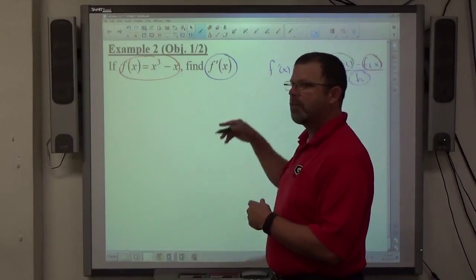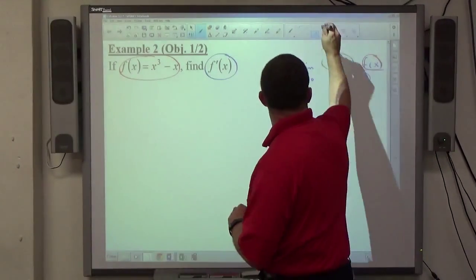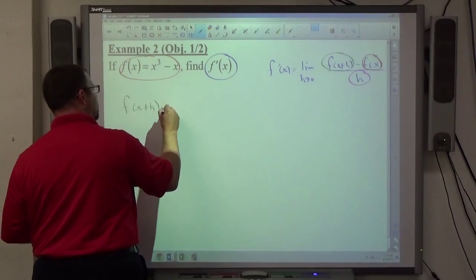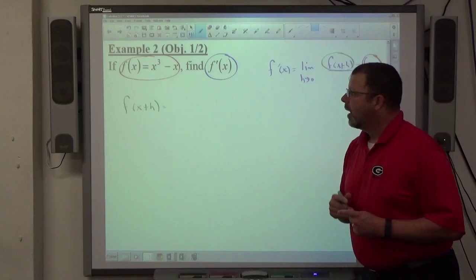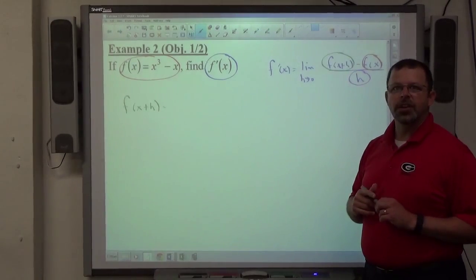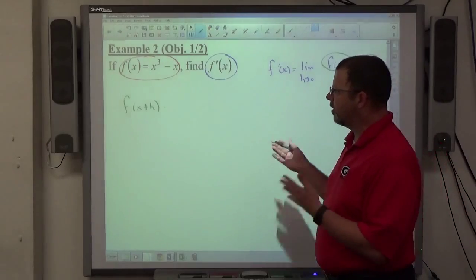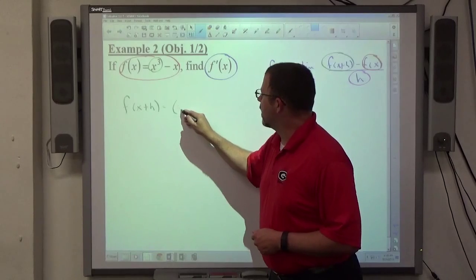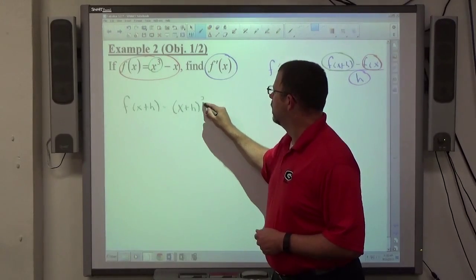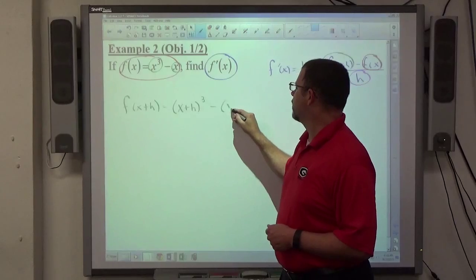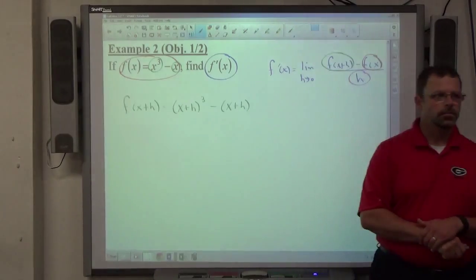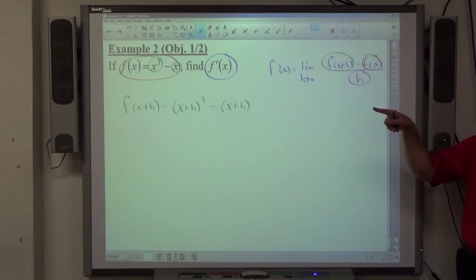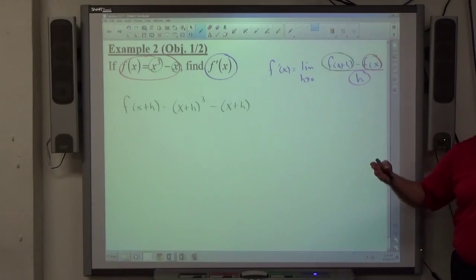So when I'm told to find f prime of x using this technique, the first thing I do is evaluate f of x plus h. F of x plus h just means you change all the x's to x plus h's and then carry out whatever powers and addition and subtraction there is to it. So x becomes x plus h cubed, and minus x becomes minus x plus h. So just apply good algebra here, substituting in your expression x plus h for the x's. Whatever's happening to x's is happening to x plus h.